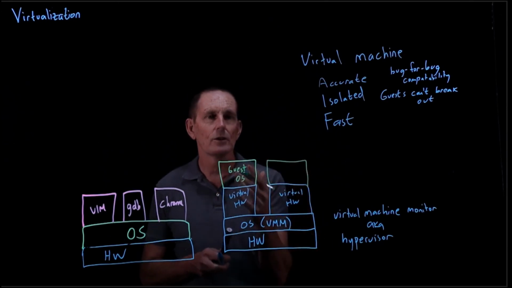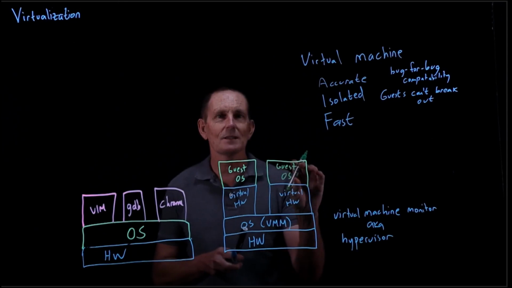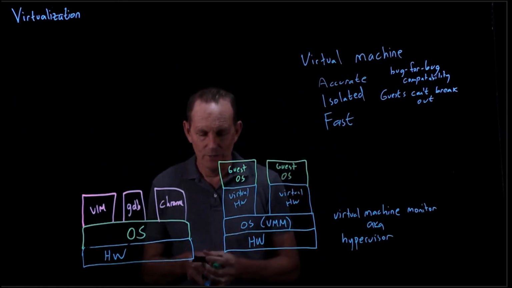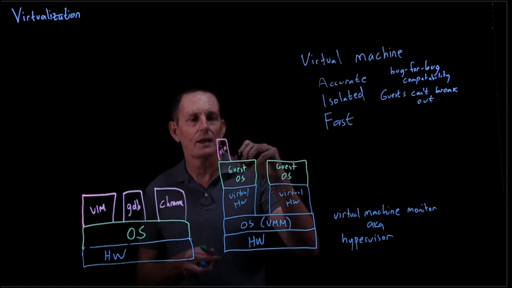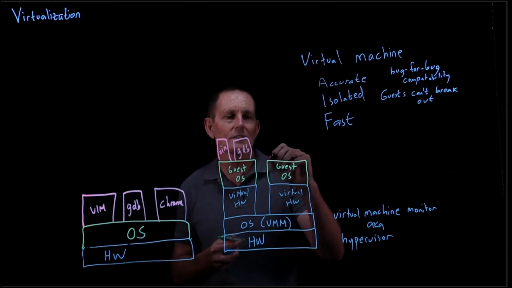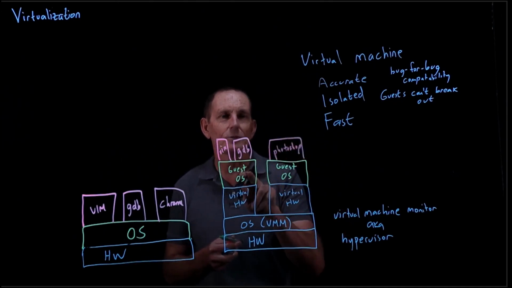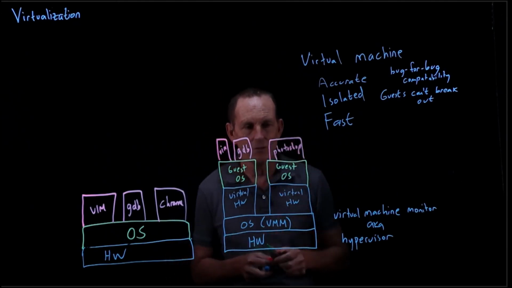These could be different. This guest operating system might be Windows, this guest operating system might be Linux. And then on top of that, we have our applications. We might have on top of this Vim and, let's say, GDB. And this guest operating system may be running a completely different operating system. And what are we running on this? I don't know, Photoshop. So let's say this one's Windows, this one's Linux, and this one's Windows, and so we're running a Windows version of Photoshop here.